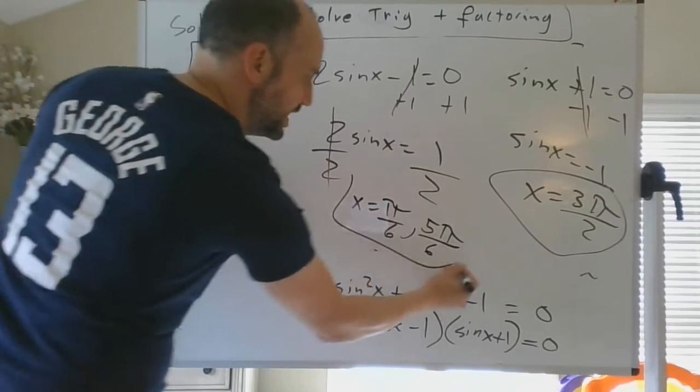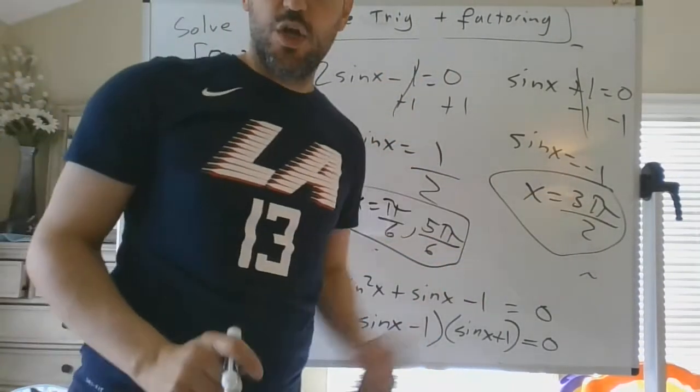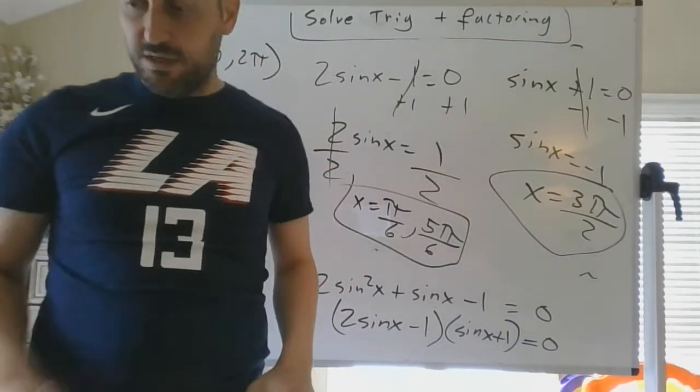And there we have it. We have 1, 2, 3 solutions. Pi over 6, 5 pi over 6, 3 pi over 2. That seemed heavy. That's okay.